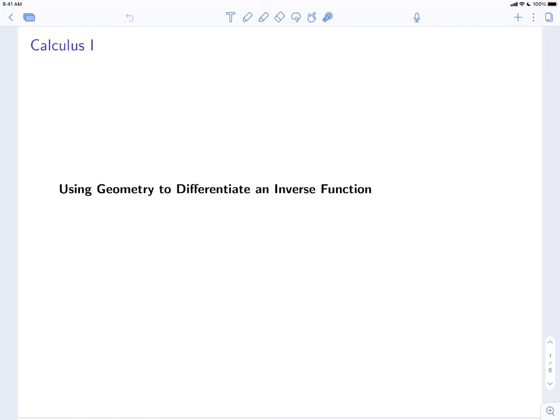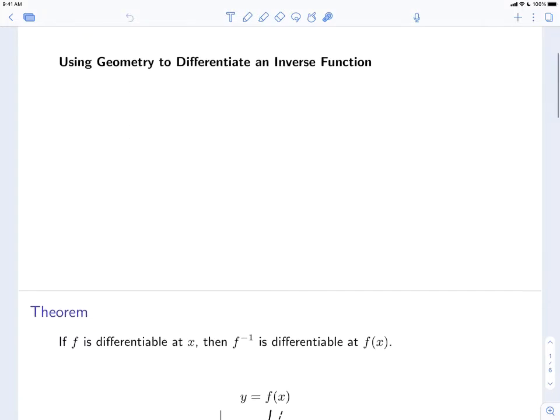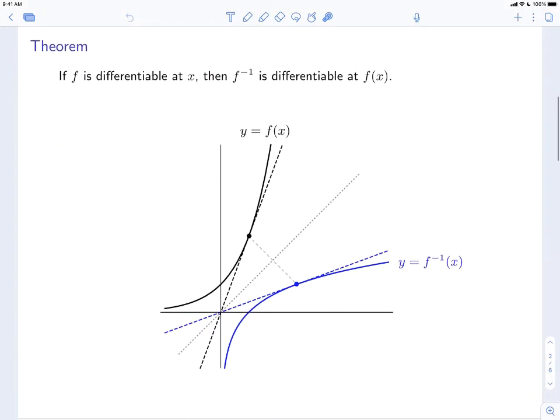In this brief video, we'll talk a little bit about using geometry to compute the derivative of an inverse function. The theorem states that if f is differentiable at x, then f inverse is differentiable at f at x. This follows immediately just from the geometry.